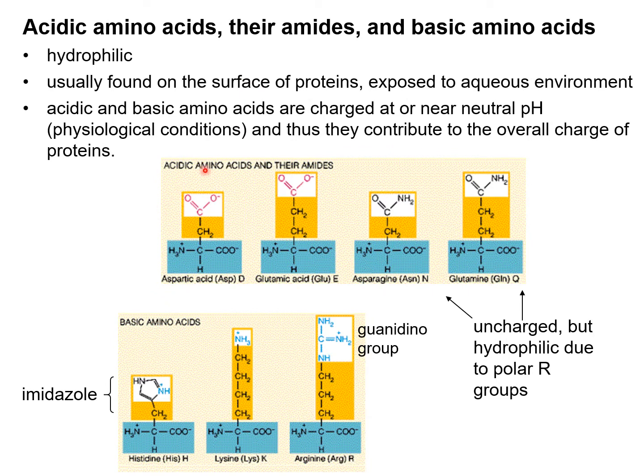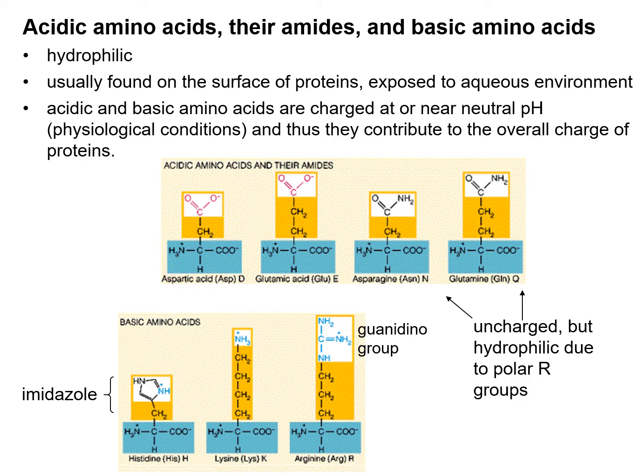And these are the acidic amino acids, the amides, as well as the basic amino acids. All of them are hydrophilic, meaning that they're polar, and they're usually found on the surface of the protein, so they're exposed to aqueous environments. And the acidic and basic amino acids are charged at or near neutral pH, which is a physiological condition around pH 7 or so, and therefore they contribute to the overall charge of the proteins.